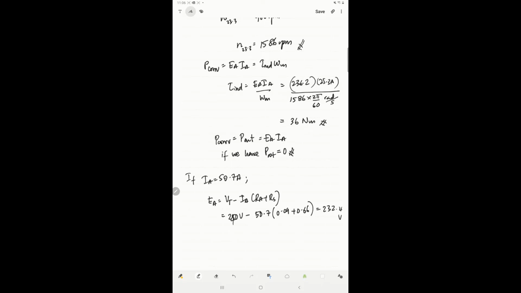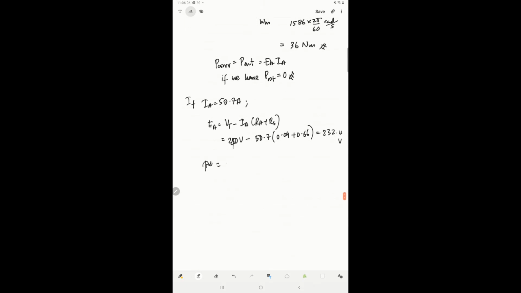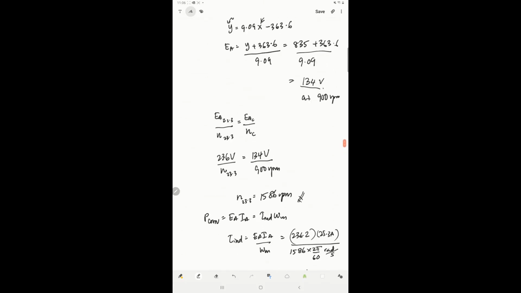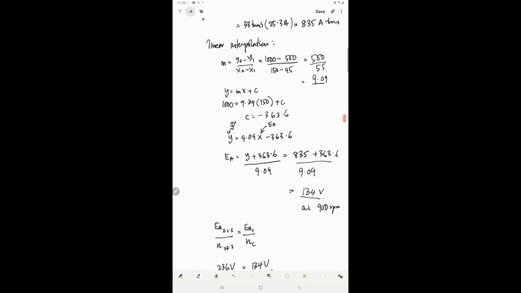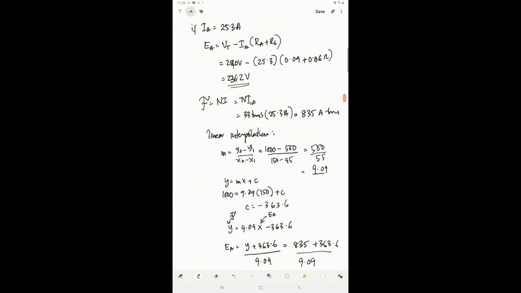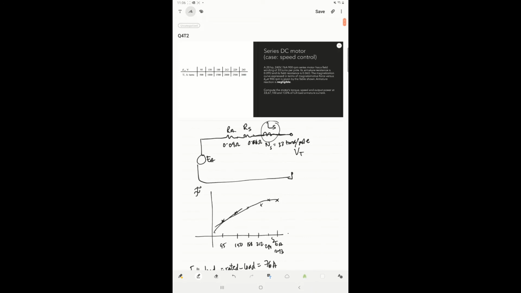So we will expect that it also affects the speed as well as the output power. Okay, alright, so the magnetomotive force that we have at this point is 33 turns. Obviously it's NI, right? So times 50.7 ampere, so it will give you 1672 ampere turns. And if we take a look at the table, 1672 is between 1500 and 2000.